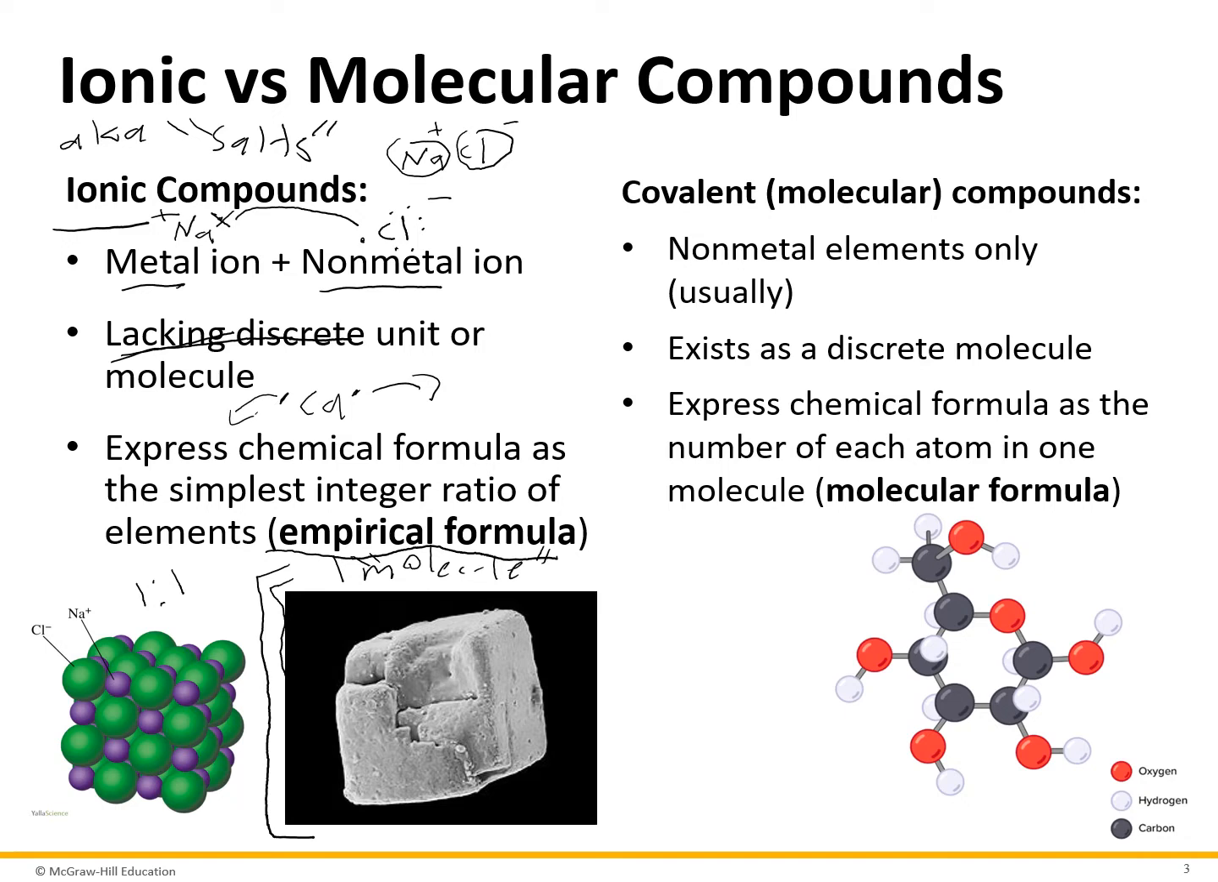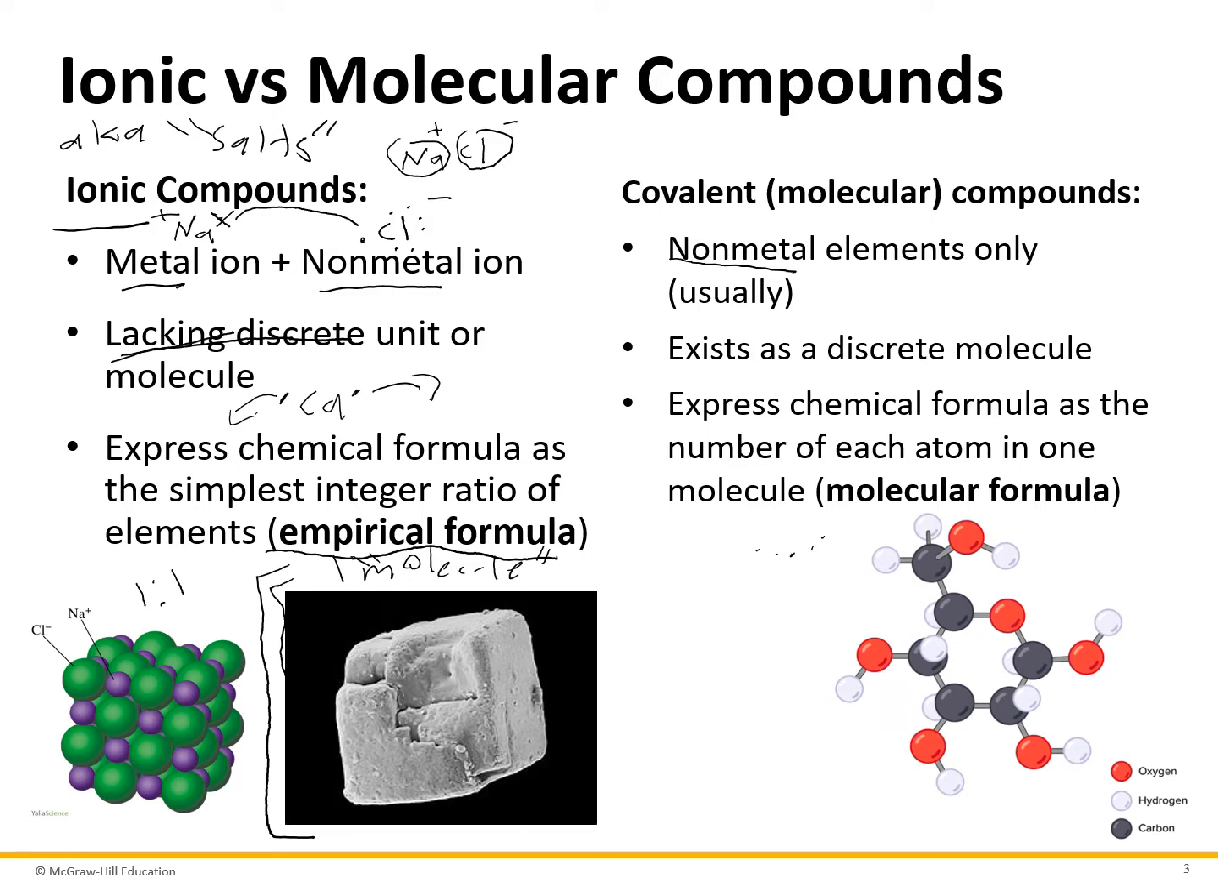Covalent compounds, this is probably what you really think of when you think of molecular formulas. So to rehash, covalent compounds are usually comprised of only non-metal elements, okay? So like in this molecule over here, it's going to be carbons, hydrogens, and oxygens.